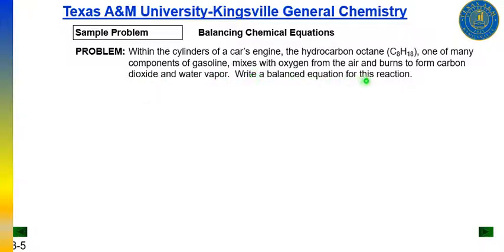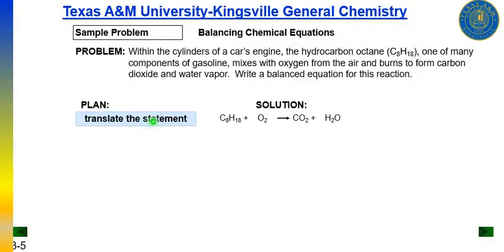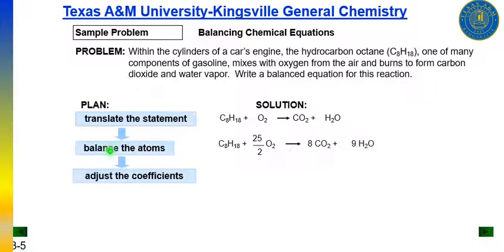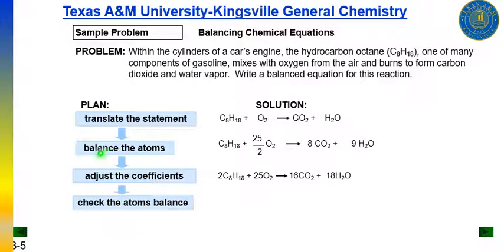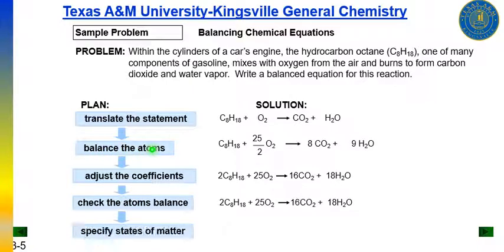Write a balanced equation for this chemical reaction, which is a combustion reaction. Our plan: you are going to translate the statement into a balanced reaction, and then you balance all the items by using coefficients. Followed by, if necessary, we are going to adjust the coefficients and then check the atom balance. The last step, specify the phases, the states of matter.